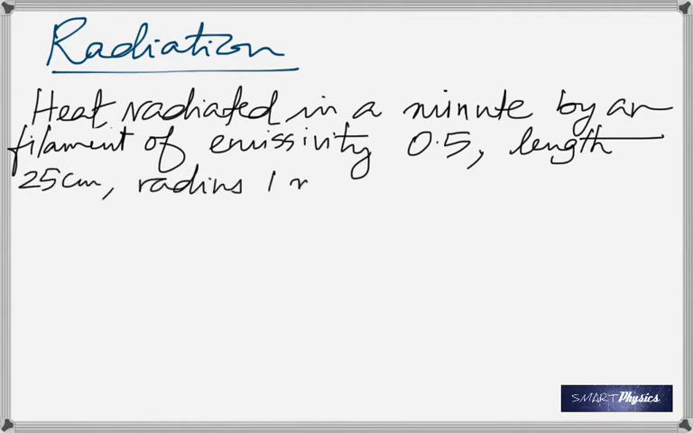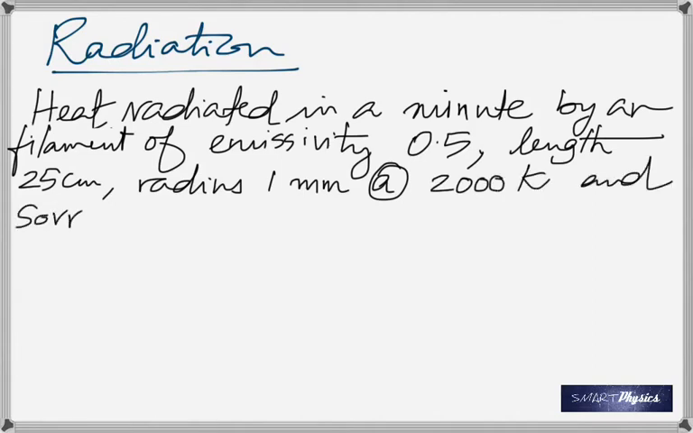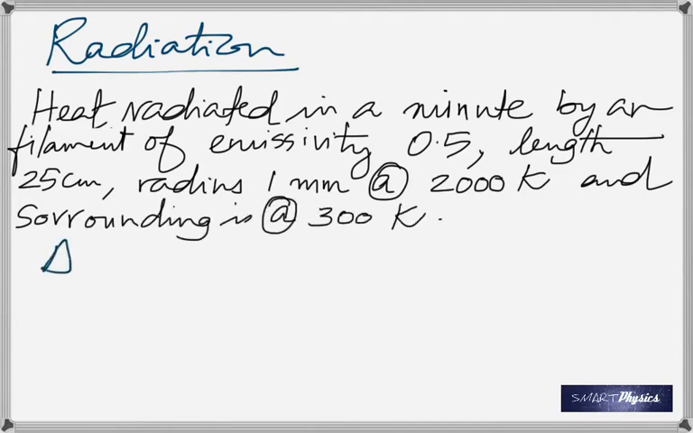Okay. So the length is 25 centimeters. The radius is 1 millimeter. And its operating temperature is high, of course. It's 2000 Kelvin. And it's in a room or the surrounding which is at 300 Kelvin. So that's the question. You got to find the heat radiated in a minute. I've given you everything. All right. So just substitute into the formula.